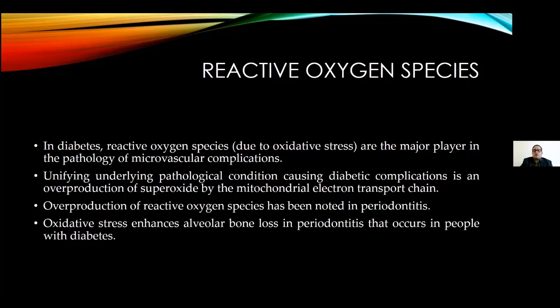And the unifying underlying pathological condition causing diabetic complications is an overproduction of superoxide by the mitochondrial electron transport chain. Now, the overproduction of these ROS has been noted in periodontitis, and oxidative stress enhances alveolar bone loss in periodontitis that occurs in people with diabetes. So we have basically an emphasis of all these inflammatory mediators in a condition where a particular individual has both diabetes as well as periodontitis.